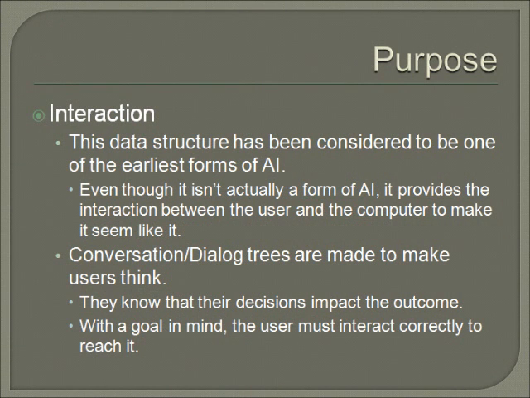Another purpose of dialog trees is the concept of interaction. Dialog trees have been considered to be one of the earliest forms of AI. Even though they're not actually a form of AI, the interaction between the user and the computer with dialog trees gives the look and feel of it. Dialog trees can also make users really think about what they're doing. It doesn't take long to find out that the choices being made impact the outcome that the user ends up with, and with a goal in mind, the user must interact correctly to achieve it.